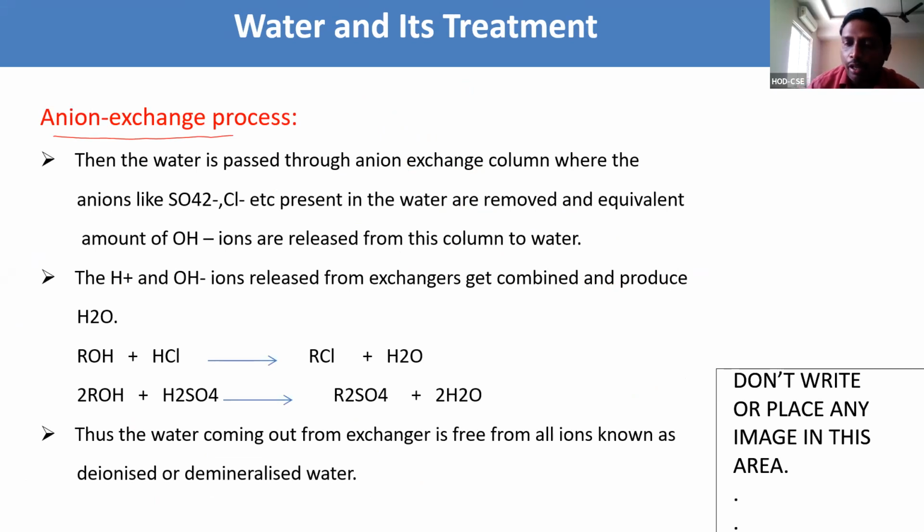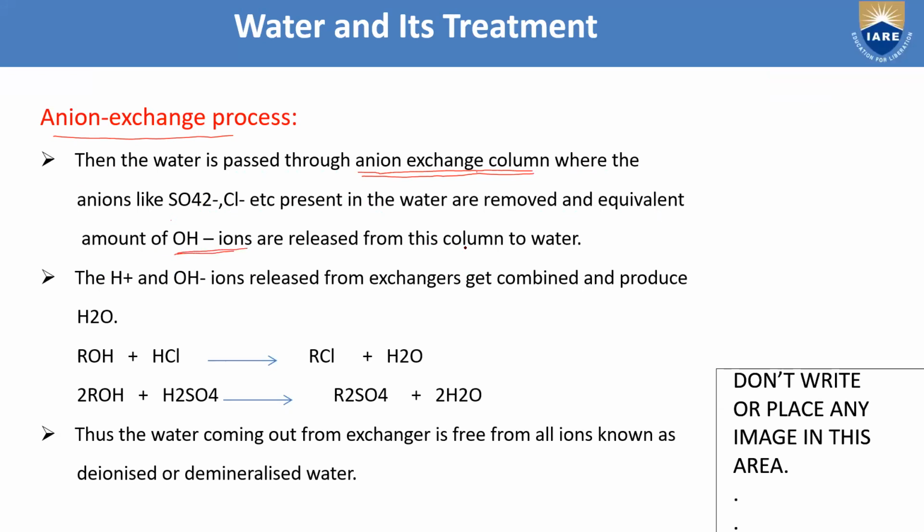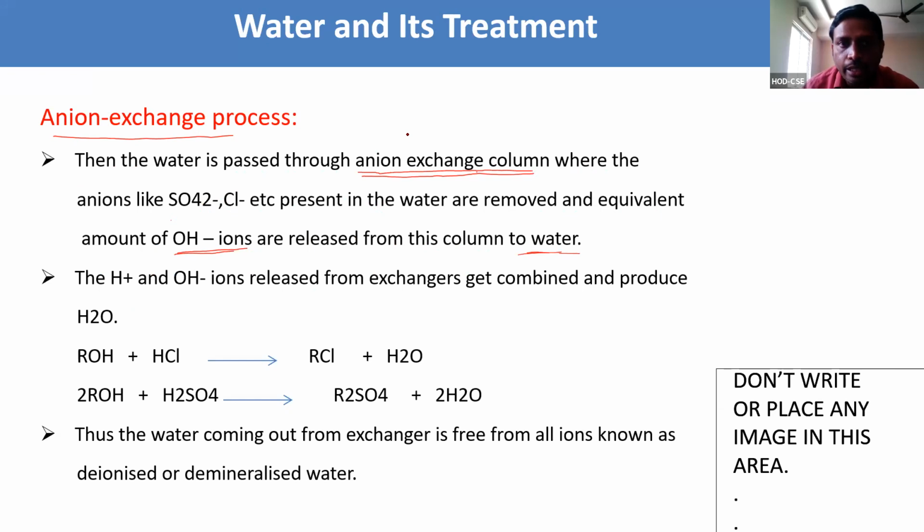The second column is the anion exchange column. The water is passed through the anion exchange column, where anions like SO4 minus 2, sulfur, chlorine, etc. present in the water are removed, and an equivalent amount of OH minus ions are released from this column to the water. The H plus released in the first column reacts with the OH minus ion and forms H2O.